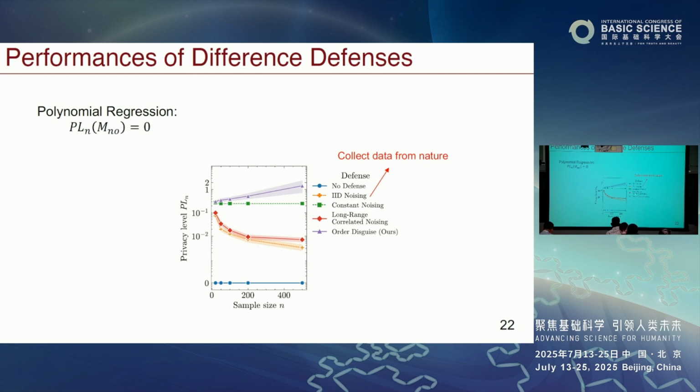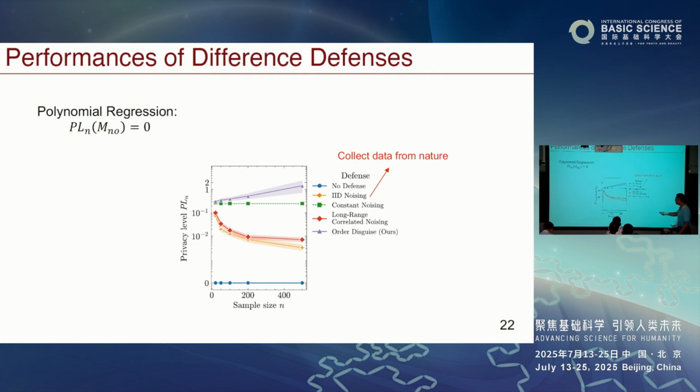And you can also do long-range correlation noising. Instead of IID noising, you introduce a dependence between the errors, long-range dependence. Or if you are more clever, here we have an order disguise, which I will mention a little more later. You add noise in a way to trick the attacker, so they will tend to fit a higher order polynomial, and therefore they suffer much more. Those are the different defense mechanisms we are illustrating here.